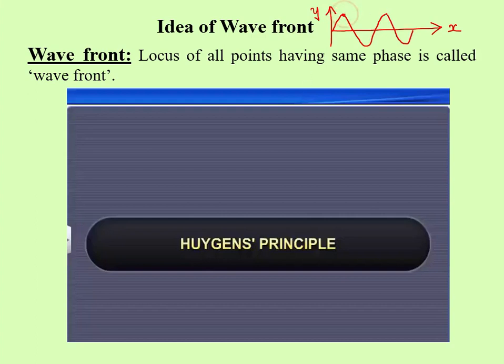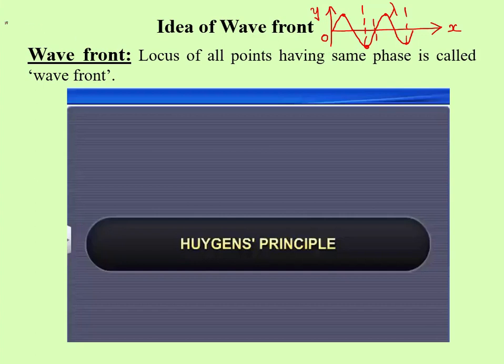All these particles are at crest, these are at trough. The distance between two consecutive crests or troughs is called wavelength. These are very basic things that we have studied in 11th standard already. What we also know is that the distance traveled to complete one complete cycle is wavelength, and one wavelength has a phase difference of 360 degrees or 2 pi.